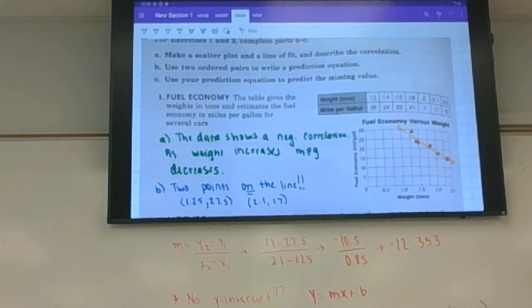Did anybody else get a slope of -12? Anybody get anything lower than -10? What'd you get? Okay. Anything? Anybody get higher than -10? Oh, lower. My bad. Yeah. Okay. It sounds like between about 10 and 18.